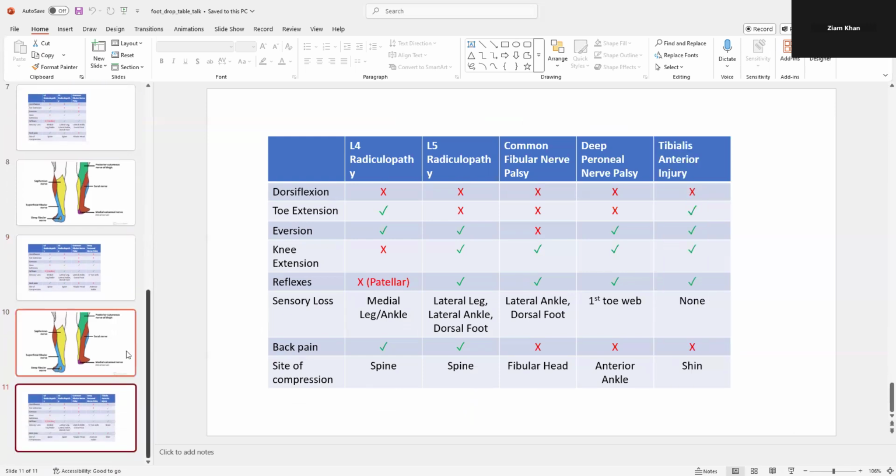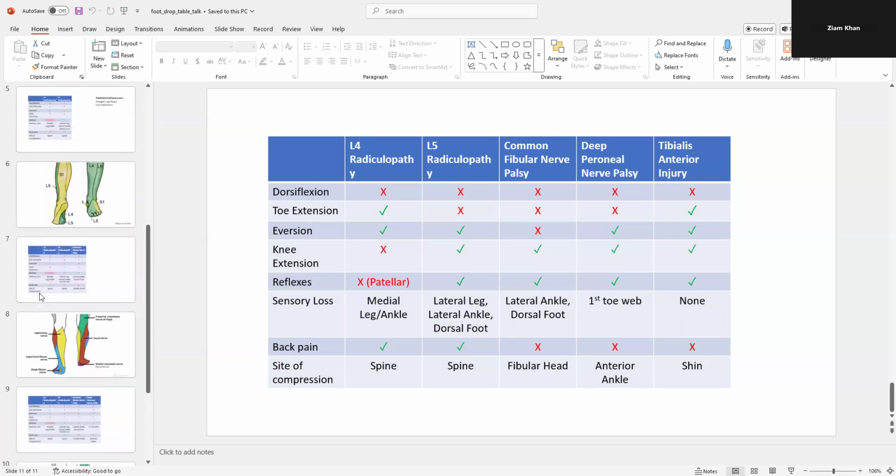The last one we're going to discuss today is the tibialis anterior injury. This one is quite straightforward. It is isolated dorsiflexion weakness, not affecting extension or eversion or anything like that. It doesn't have any reflex changes, obviously, because it's a muscle, and for the same reason, no sensory loss. It's located on the shin, so you should expect a history of some kind of shin trauma or maybe overuse. But I think this one should be relatively simple to piece apart.